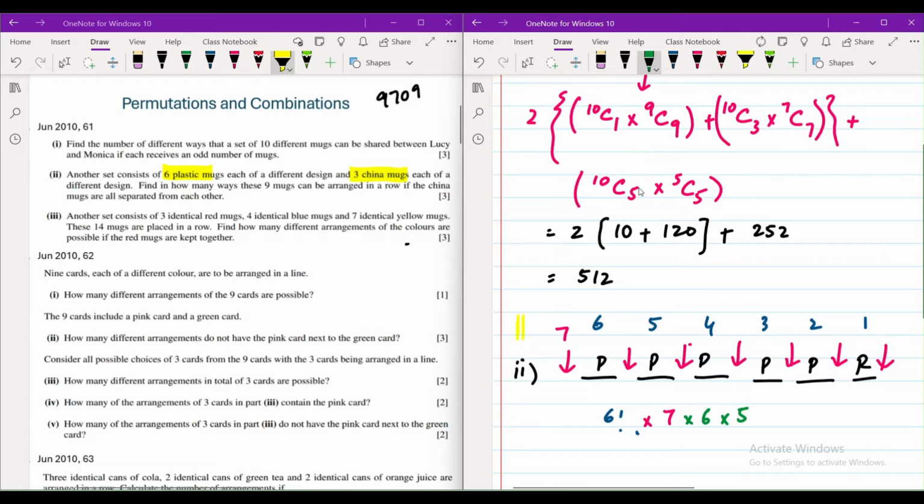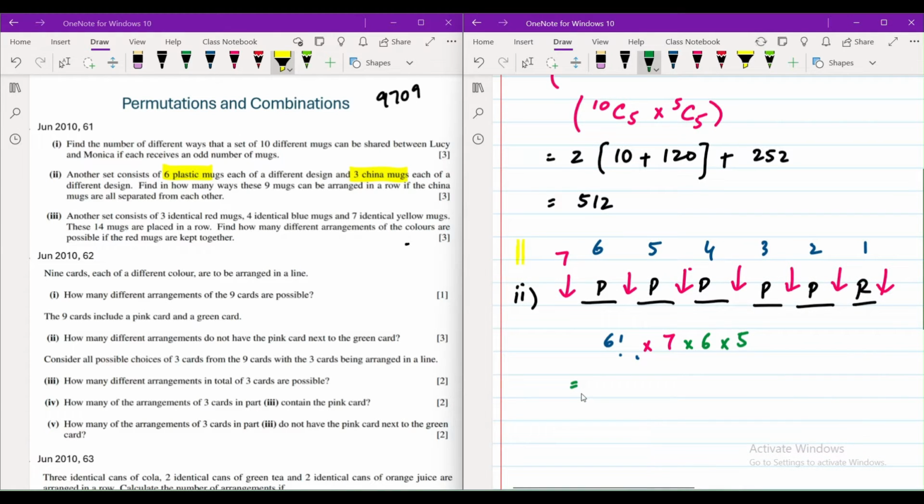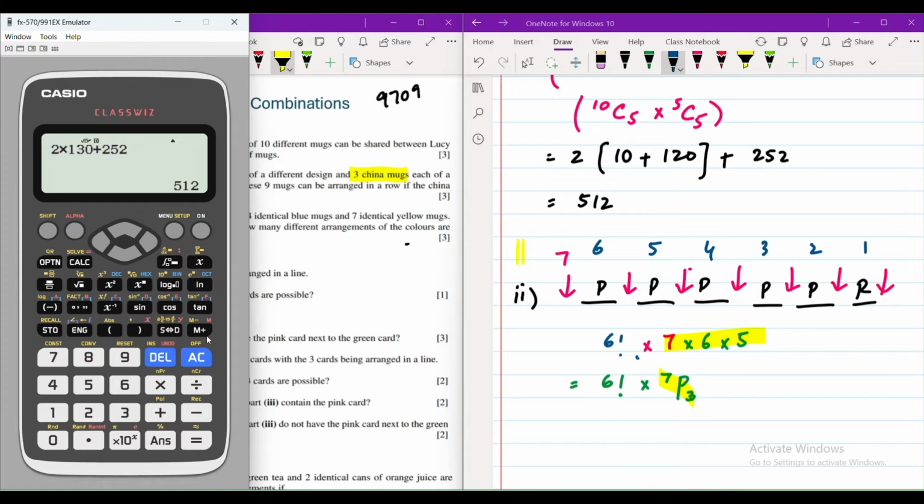Right? So another way we could write this same information is 6 factorial times by, we have 7 choices or 7 places, and we need to arrange 3 items, 7P3. This and this are exactly the same. So 6 factorial times by 7 times by 6 times by 5, we get 151200.